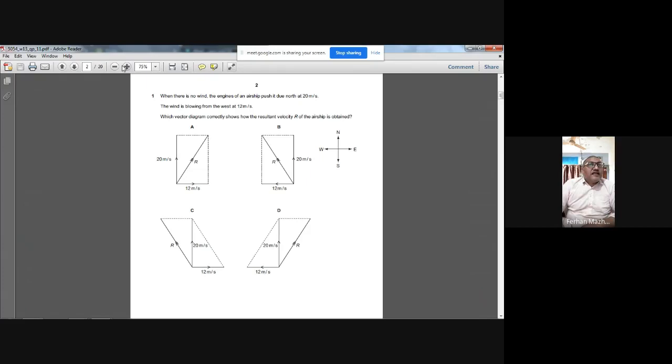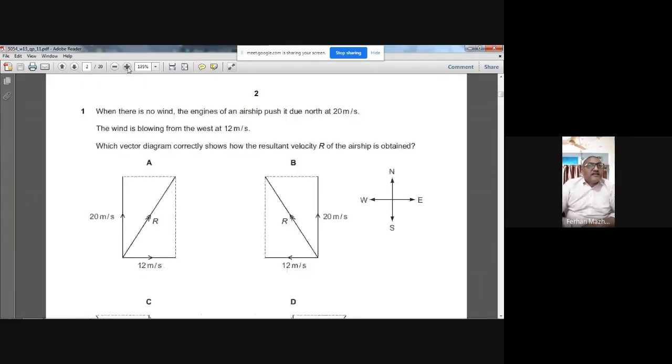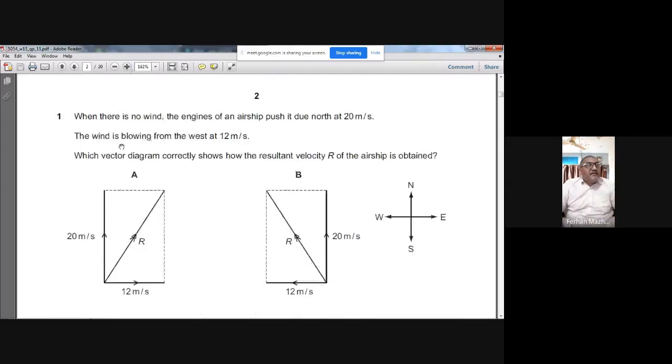You can see this A diagram is the best. You see this A? The vectors to be added we have represented here. This is towards north, this is blowing from the west, and I have completed the parallelogram. Then where the tails were joined, we have joined with the opposite corner. So this A is the best option.